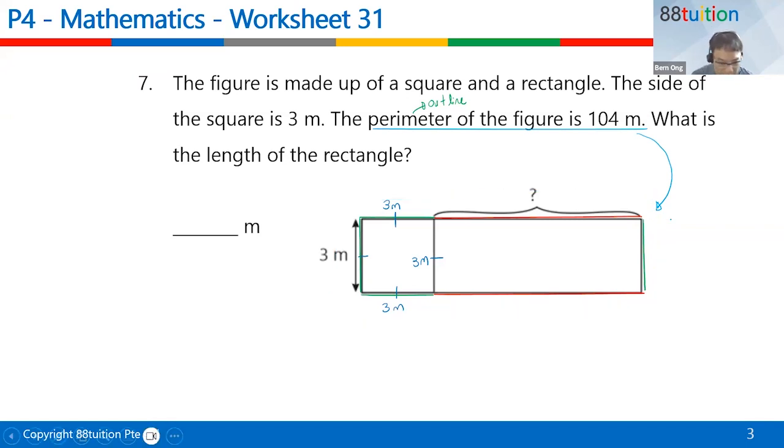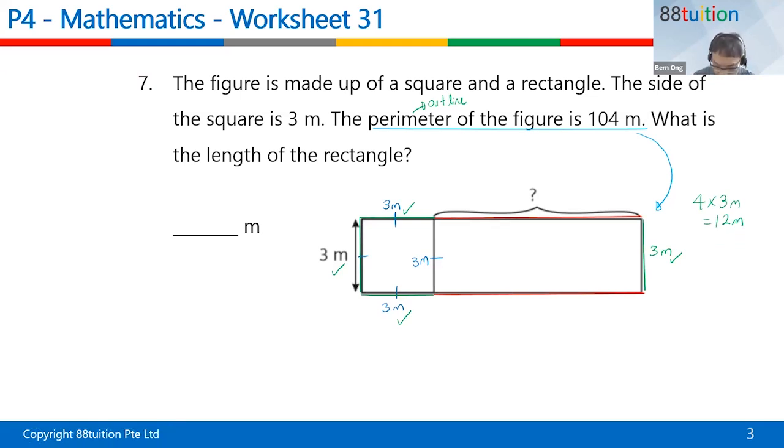So how many green do I have? 1, 2, 3, 4. I got 4 green. So these 4 green are what? 4 times 3 meters will give you 12 meters. Is that okay? What do you do with this 12 meters first? You get rid of it first.